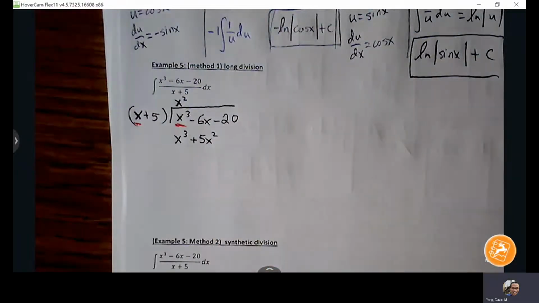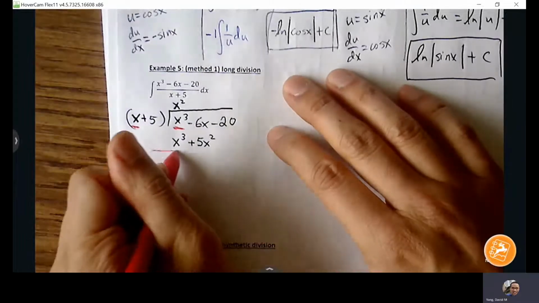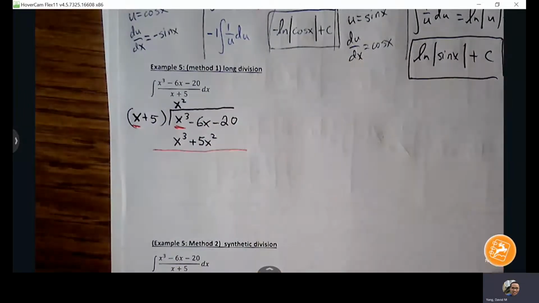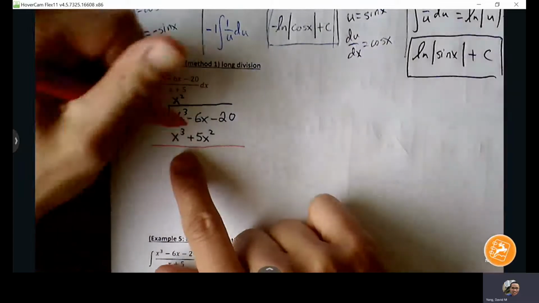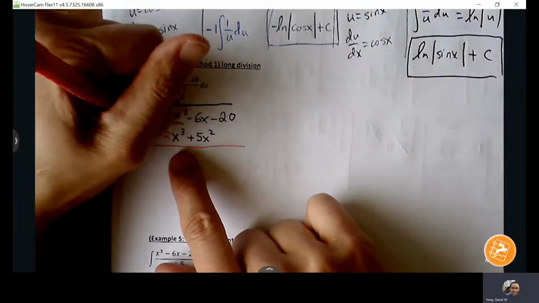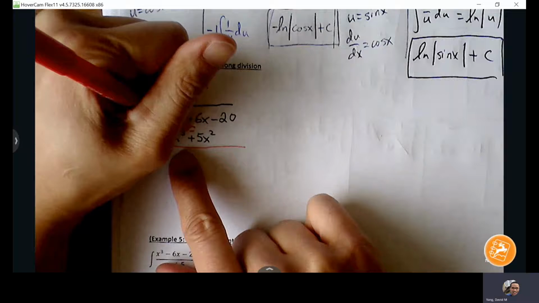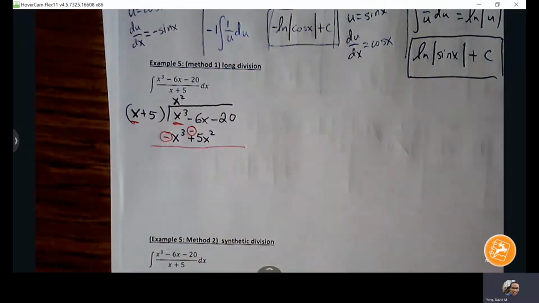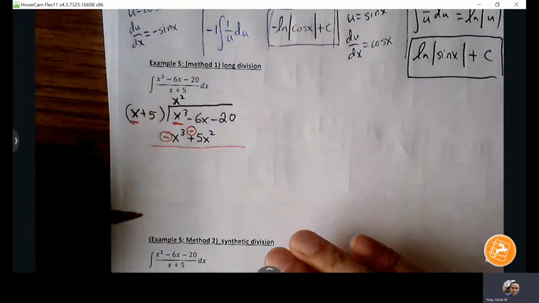Okay, so once you created that second row, you're going to draw a line, and you're going to change the sign of every term that you just brought down. So this becomes negative, and this becomes negative, right? And now you're going to add. You're going to add like terms.